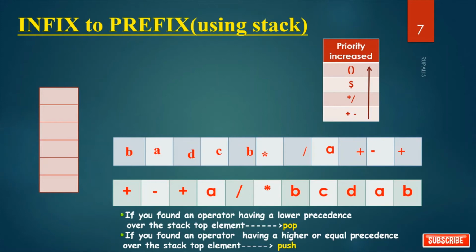Number two: in infix to postfix, if the incoming operator priority is greater than the stack top element, then push, otherwise pop. But in prefix, if the incoming operator priority is higher or equal, then push, otherwise pop. And after that, when we get the expression in case of prefix, you have to again reverse that string to get the actual prefix string.